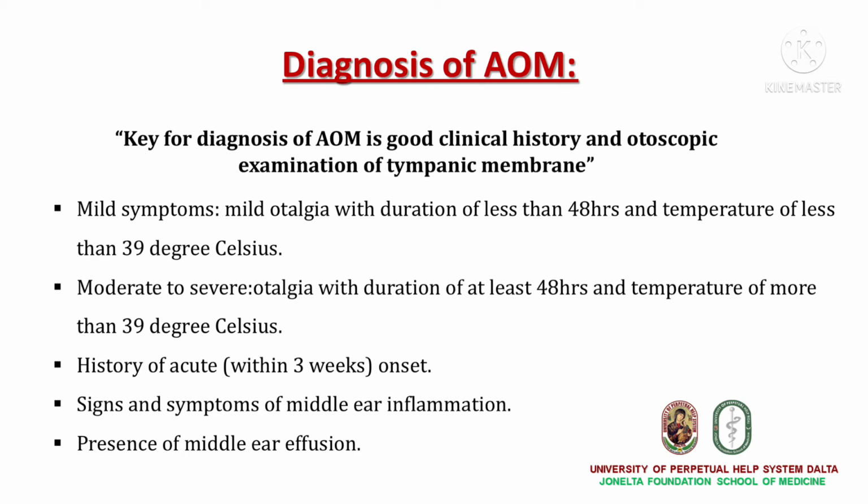Mild symptoms are classified when the patient has mild otalgia with a duration of less than 48 hours and a temperature less than 39 degrees Celsius. If the patient has otalgia with a duration of at least 48 hours and a temperature more than 39 degrees Celsius, then we will classify it as moderate to severe acute otitis media. Apart from this, the patient must have a history of acute onset, that is within 3 weeks, and also the signs and symptoms of middle ear inflammation that we discussed in our last slide, and also there should be presence of middle ear effusion.